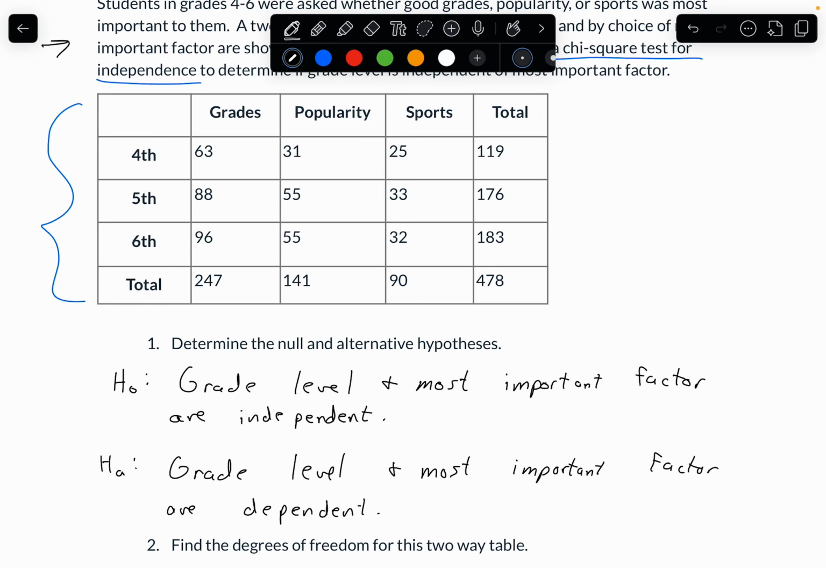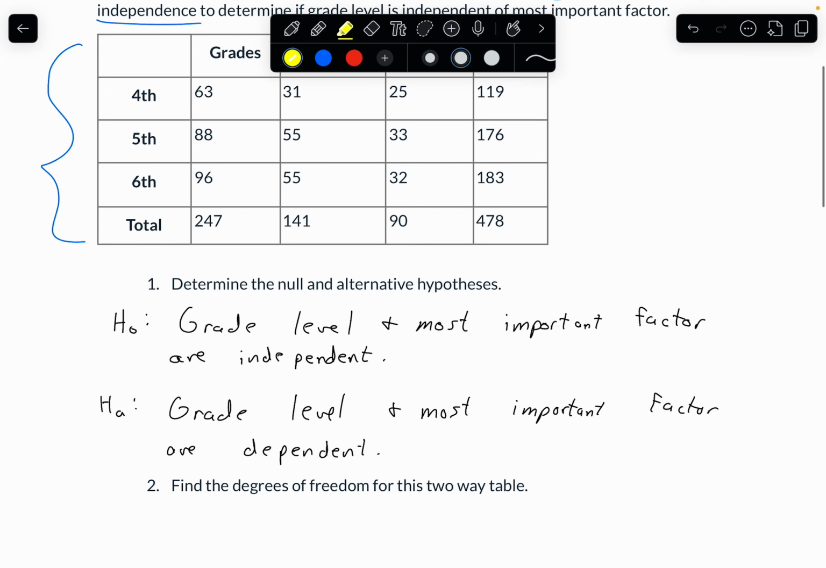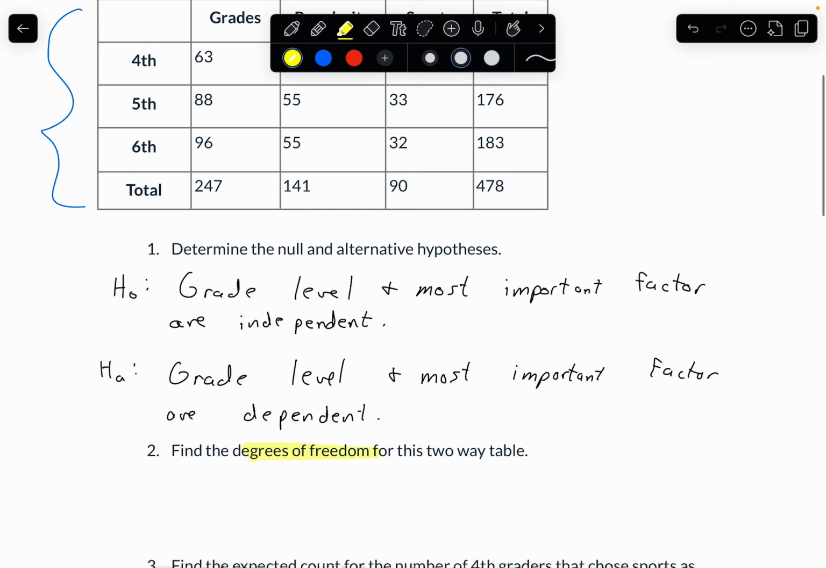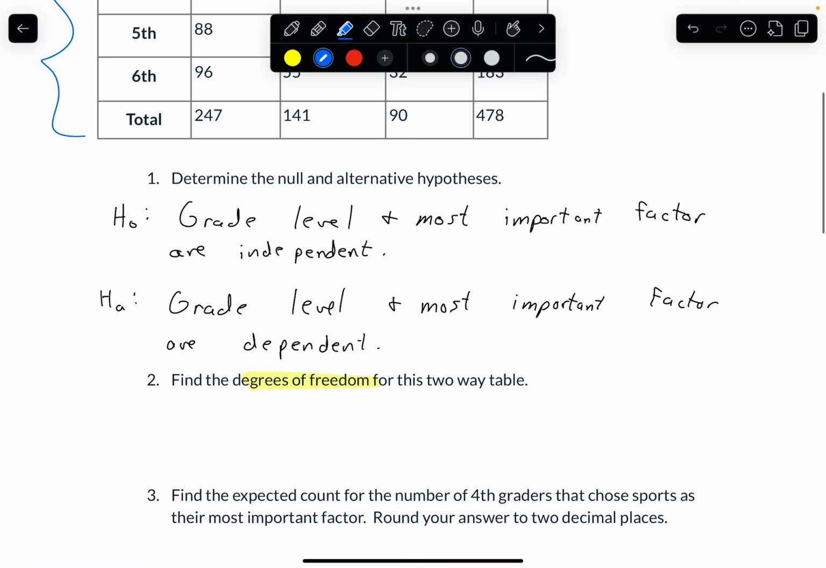So we have those. The next thing that we're going to need to know is the degrees of freedom that we're going to be using for this two-way table. If you remember from the last video, we needed degrees of freedom to calculate our p-value, the area under our curve. So when we talk about degrees of freedom, we need to know two things. We need to know the number of rows times the number of columns.